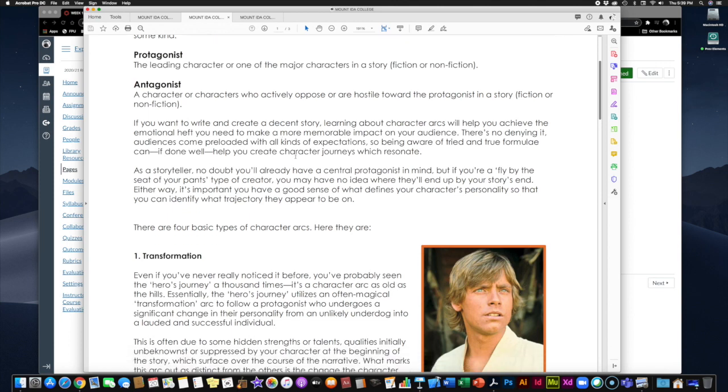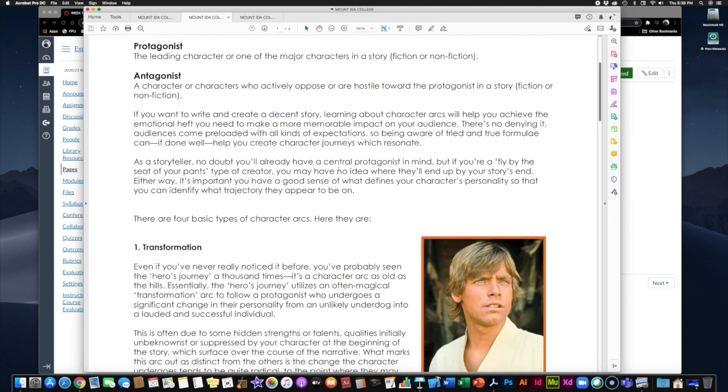And of course, if you want to write and create a decent story, learning about character arcs will help you achieve the emotional heft that you need to make a more memorable impact on your audience. We all want to follow the characters through the journey. And when I say follow, I mean that we want to feel as though we're part of the journey. You generally detach from stories, whether you're reading them or watching them on television or in a movie, if you don't feel connected to the characters. And so understanding how the arc works helps your audience connect with the characters.